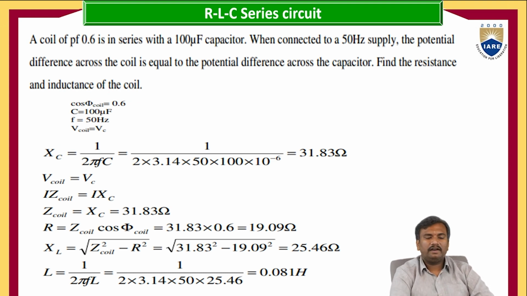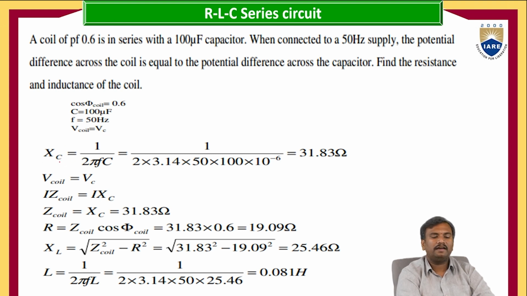So the given data, let us write first. Cos phi, the power factor of the coil, is given as 0.6, capacitance is given as 100 microfarad, and frequency is given as 50 Hz. Voltage across the coil is equal to voltage across the capacitance. And here the capacitance value is given.